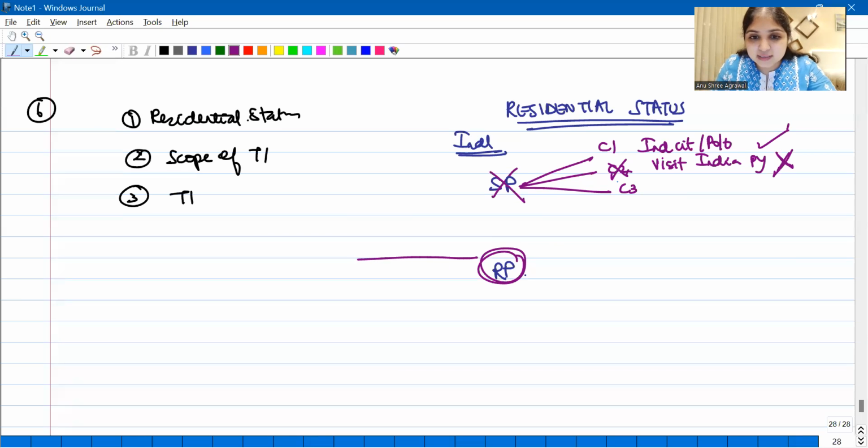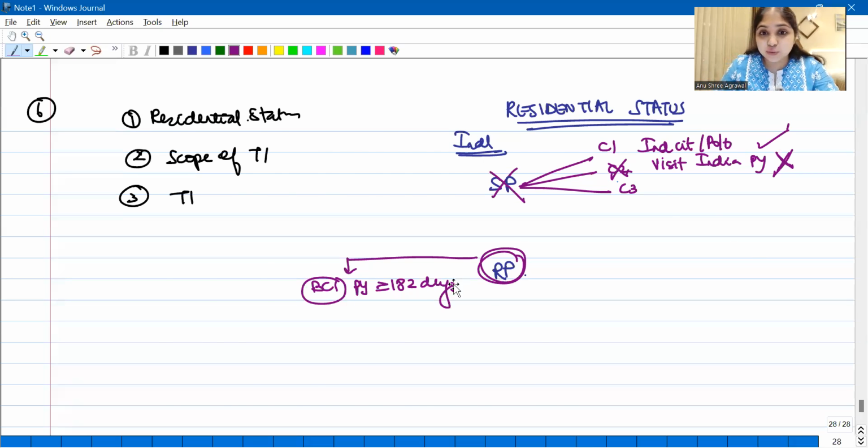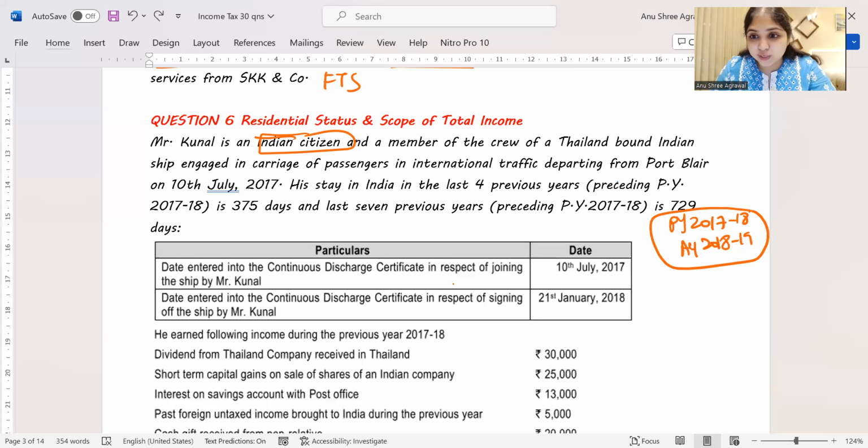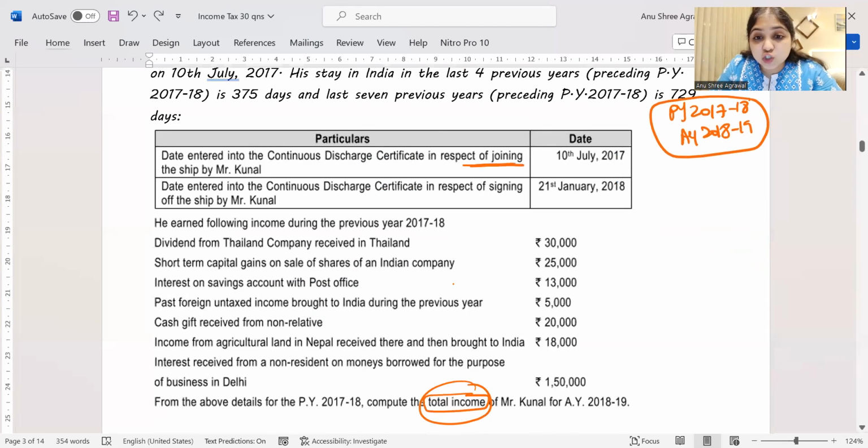Now, what does regular provision say? Regular provision says, point number 1, basic condition 1 should be fulfilled. Basic condition 1 says, in the previous year you must have stayed in India for at least 182 days. Did he stay in India for 182 days in 17-18? They did not tell us. We only have to calculate. But then they have told us what the dates written in the CDC are. When did he join the ship and when did he sign off from the ship? They have told us. So in 17-18, how many days is he in India?